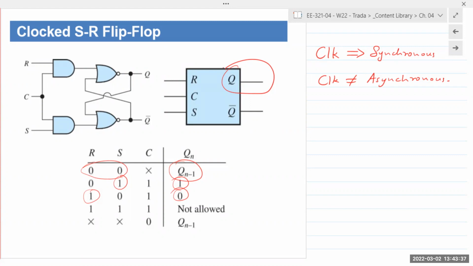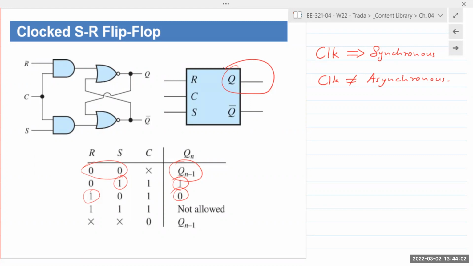So not allowed means unpredictable. Not allowed is in the sense that when you are designing a circuit, you're not allowed to have both inputs high at the same time. A circuit designer or a machine designer, trying to design some piece of equipment, has to take care to make sure that both inputs cannot be 1 at the same time, because then the circuit will be unpredictable. The output would be unpredictable.